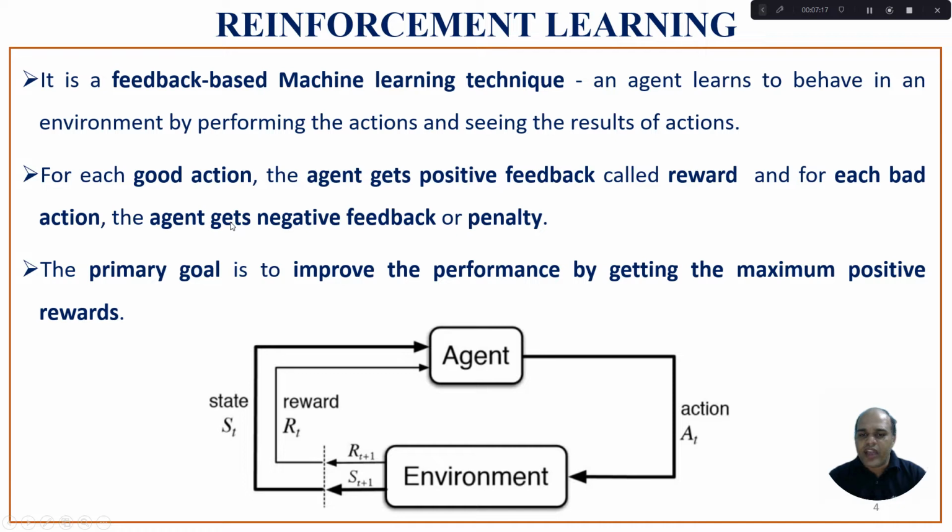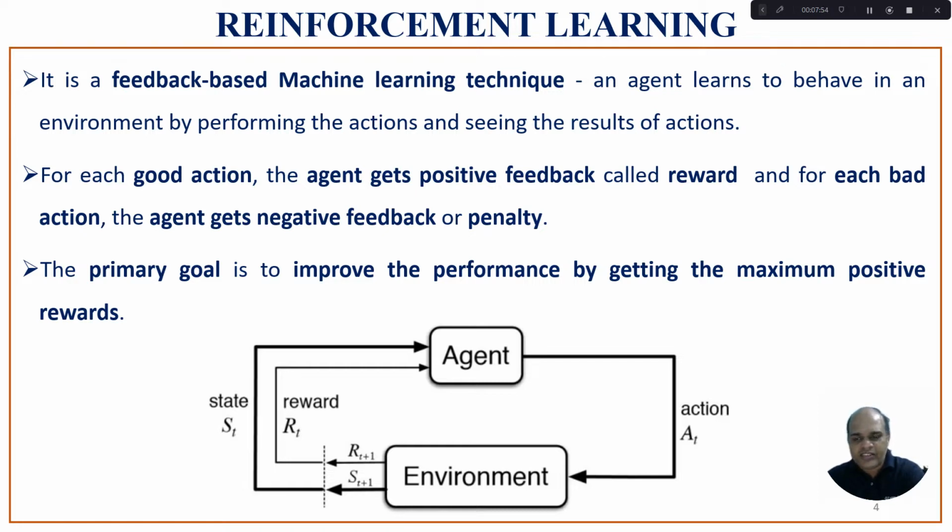So for each good action, the agent gets positive feedback called a reward. For each bad action, the agent gets negative feedback or a penalty. So our primary goal is to improve the performance by getting maximum positive rewards. So we try to find the sequence of steps taken by the agent. In our case, it is a robot, right? So the robot performs certain actions in an environment. We need to find the sequence of actions, and whether that sequence of actions results in reaching the destination or not.